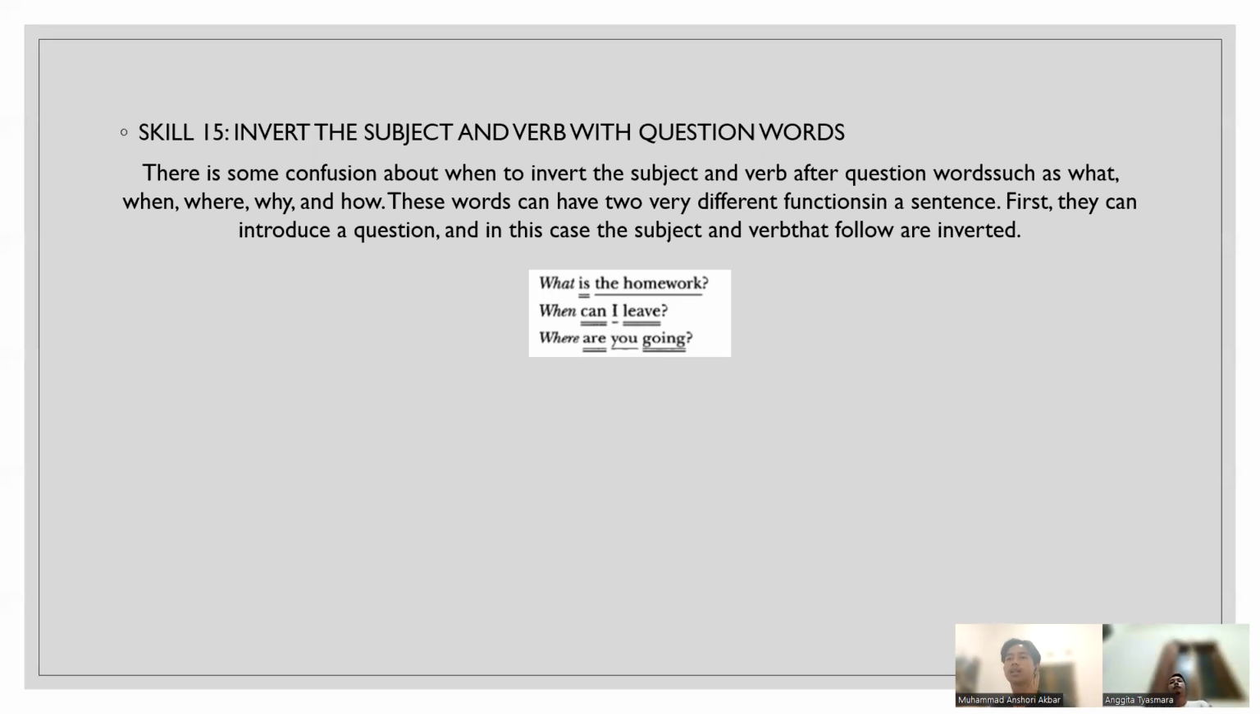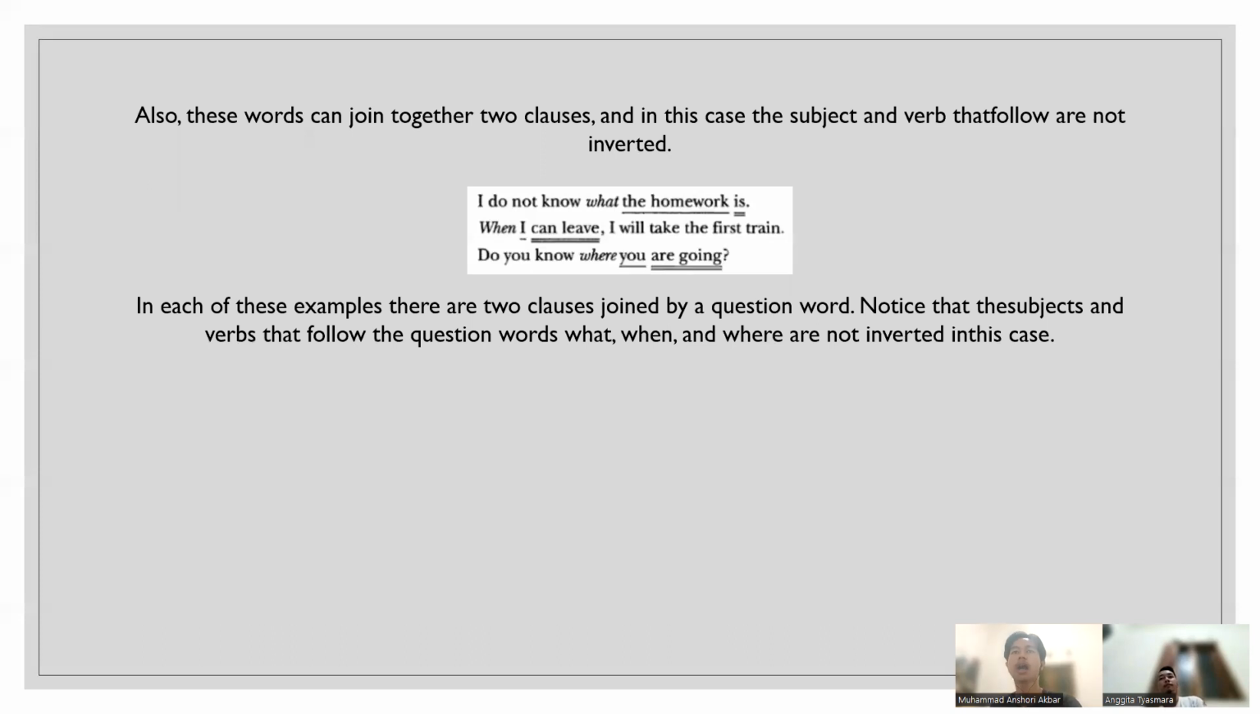So here is an example. What is the homework? When can I leave? Where are you going? And then also these words can join together two clauses. And in this case, the subject and verb that follow are not inverted.